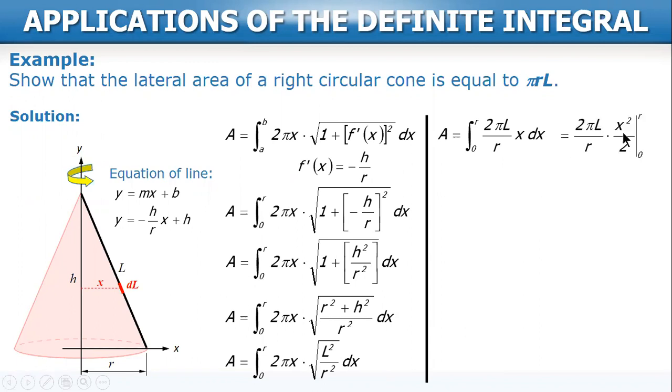Integrate, that's x squared over 2. If you substitute r here, r squared over r, this is just r. And then the 2 cancels. So, r times pi times L. The area is pi RL. And we have proven that the lateral area is pi RL.